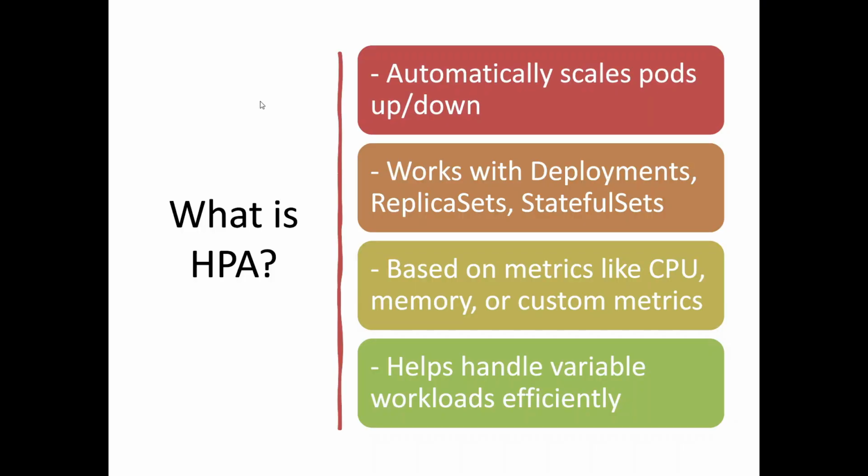So what is HPA? HPA automatically adjusts the number of pods in a deployment, replica sets or stateful sets. It works by monitoring metrics like CPU usage, memory, GPU usage, or even custom metrics that you can define. It is a must-know concept if you're preparing for a Kubernetes exam or certification, or if you're just trying to learn Kubernetes. It is very important and useful when you're deploying a production level application.